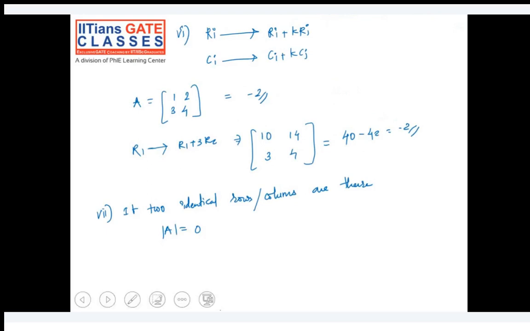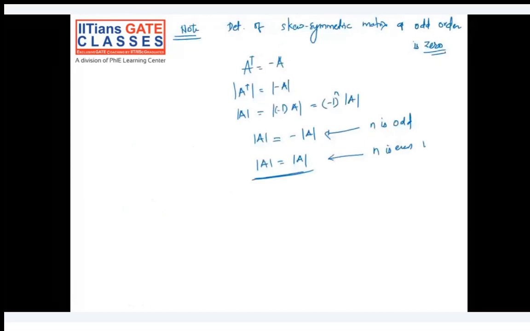When n is odd, what we are getting here is determinant of A is equal to minus times determinant of A. And that is possible only when the value of determinant itself is 0. Do you agree? If value is 0, then it's a plus 0 or minus 0, it doesn't make any sense. So that's why it is correct if we say determinant of a skew symmetric matrix of odd order is 0. I hope it's clear.